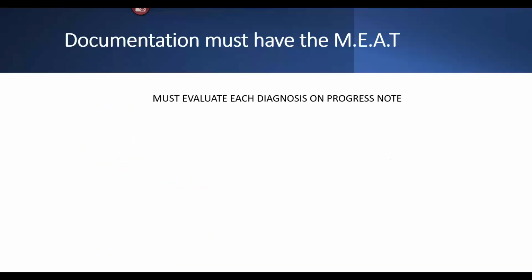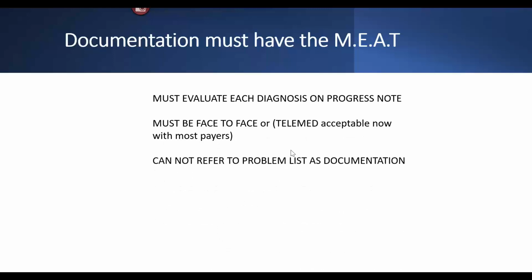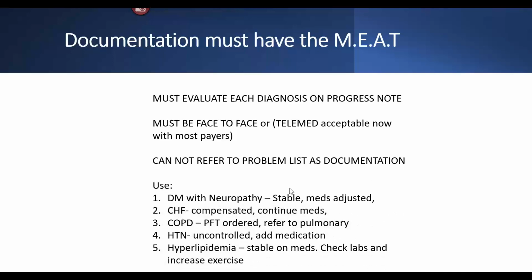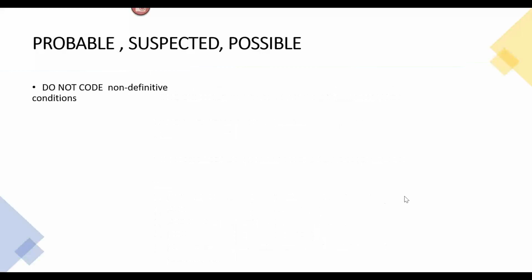So remember, you have to evaluate each diagnosis. It's got to be face-to-face. Telemed will work acceptable for now. You cannot refer to a problem list as documentation. So simple things that can get you credit: diabetic with neuropathy, stable, meds adjusted; CHF, compensated, continue meds; COPD, PFT ordered, refer to pulmonary; hypertension, uncontrolled, add medication; hyperlipidemia, stable on meds. All those things will pass the meat test.